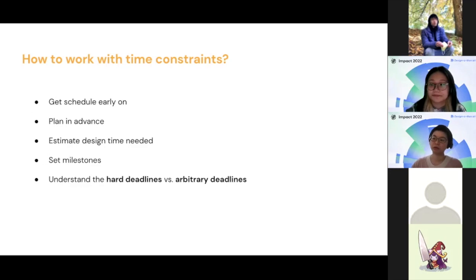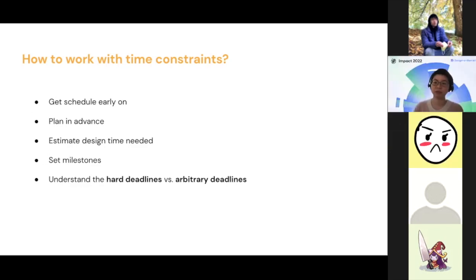Even if you're working with the PM, they may tell you, oh, this is going to launch next month. We have 4 weeks. But what does that mean? It doesn't mean you have the full 4 weeks for design, right? You need to budget time for engineering, and you need to know when you need to have a first draft ready. So planning in advance and prioritizing tasks are definitely good ideas to think about.